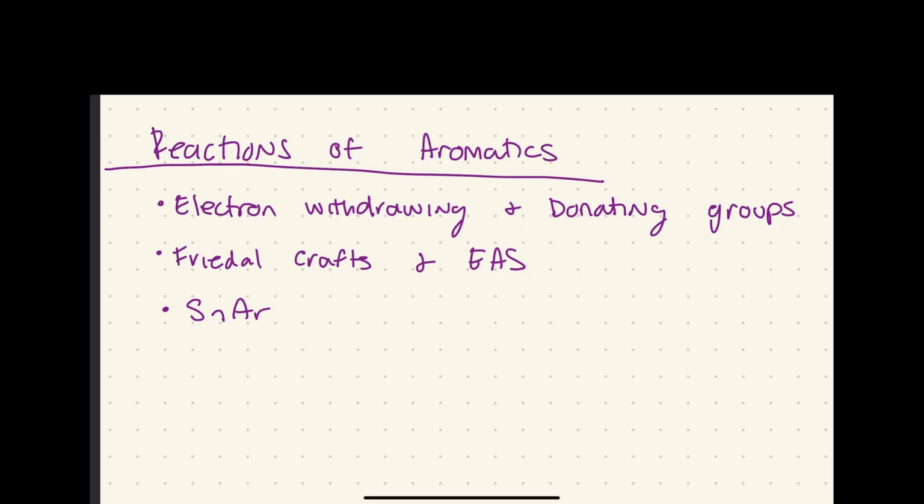So let's get started. In order to really understand those reactions, we're going to look at the electronic structure of the ring, depending on whether that ring is attached to an electron withdrawing or electron donating group. And then we'll look at Friedel Crafts and electrophilic aromatic substitution. And finally, we'll look at SNAR. So let's start with the electron withdrawing group.